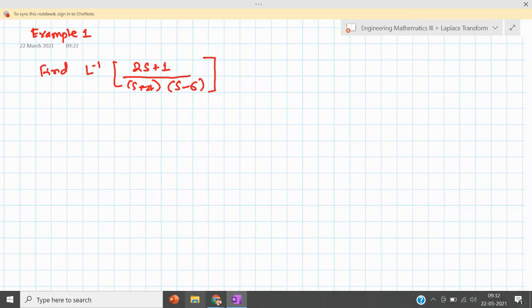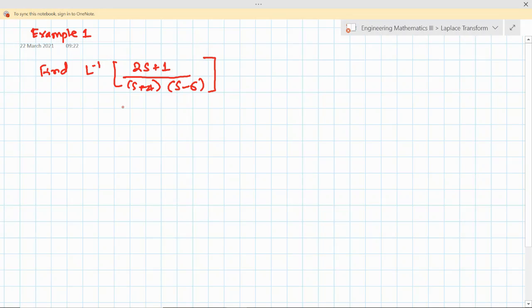See here, we have to find the inverse Laplace of (2s + 1) upon (s + 4)(s − 6). So first of all, we find the partial fraction and then we take the inverse Laplace of that. So how can we find the partial fraction of this? First of all, don't directly apply the inverse Laplace. First find the partial fraction.